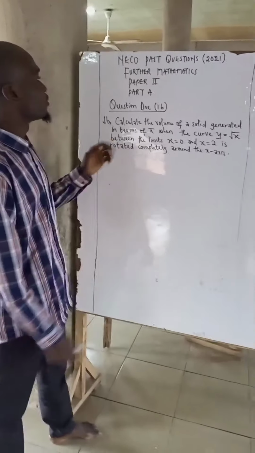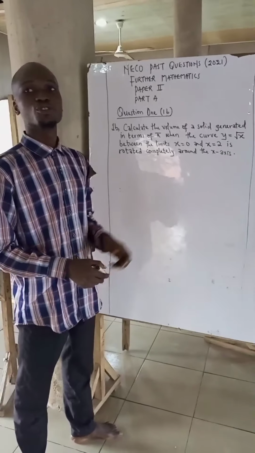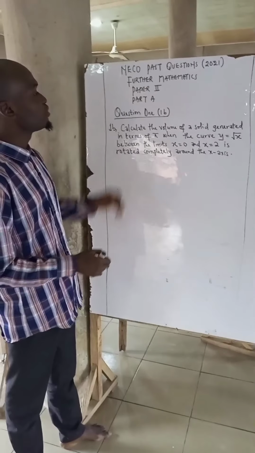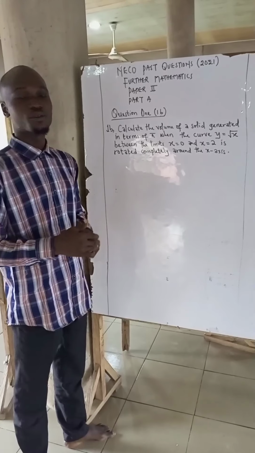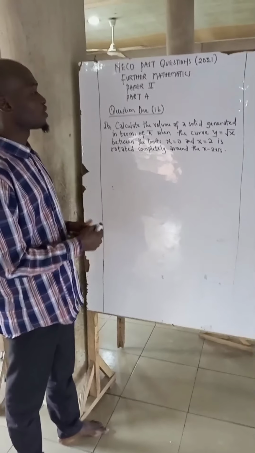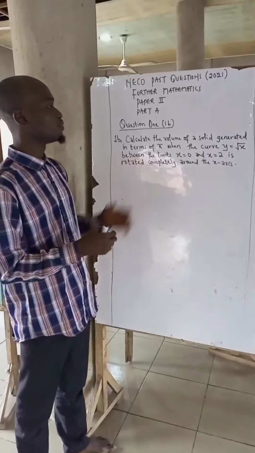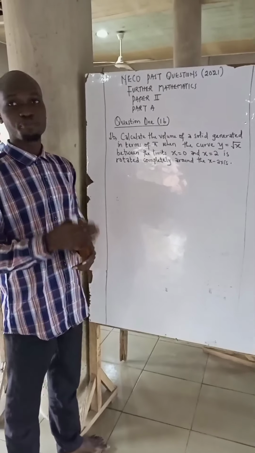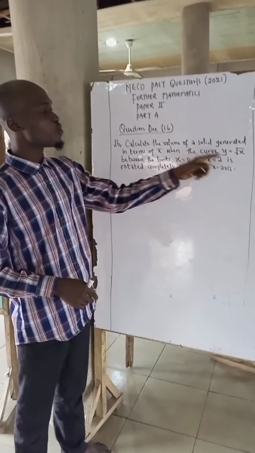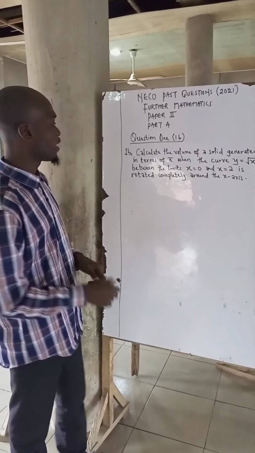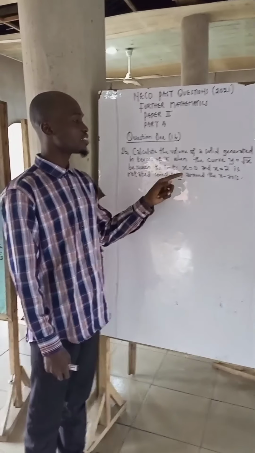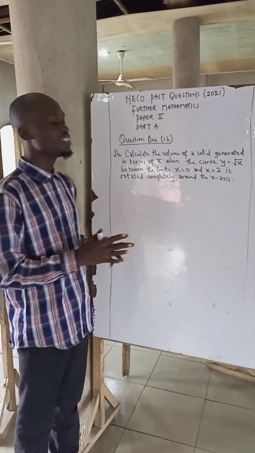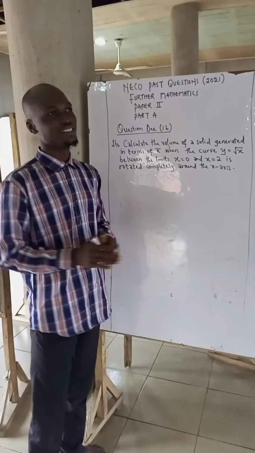This is question 1B. We want to be solving question 1B now. The question 1B is on calculus because the question is asking us to calculate the volume of a solid generated in terms of pi when the curve y equal to root x between the limits x equal to 0 and x equal to 2 is rotated completely around the x-axis.